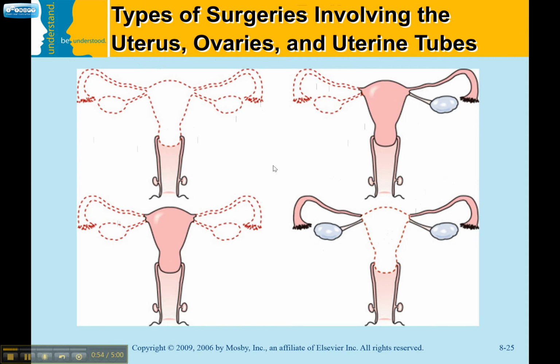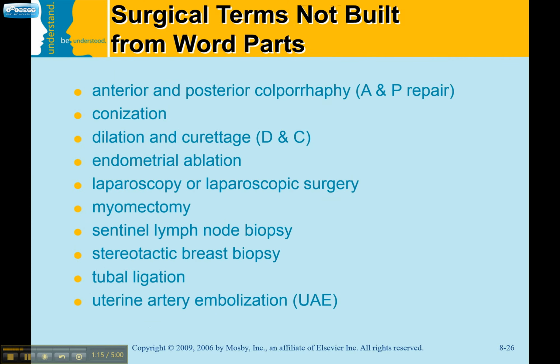You don't want to remove any more of the organs than you need to, because especially in women, the ovary is the one that actually produces the hormones, so you really don't want to remove ovaries if the problem is only lying within the uterus. So they'll do different versions of what they call hysterectomies based on the actual problem that the female's having.